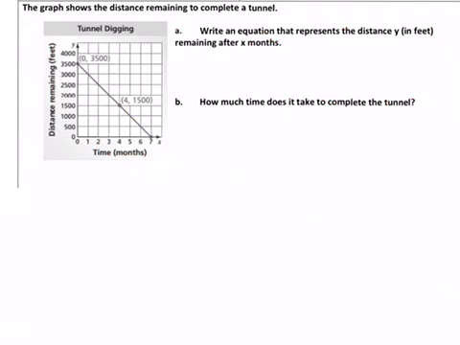Now we have a word problem that we're going to talk about. We have a problem dealing with tunnel digging. We're talking about the distance remaining in the tunnel and the amount of months it takes to dig. So it says, write an equation that represents the distance, y in feet, remaining after x months. I like to know what my x and y deal with, however the graph already tells us. Whenever it says to write an equation, they want slope-intercept form. So this is exactly what we've been doing in our examples already. We're just using it in a real-life situation.